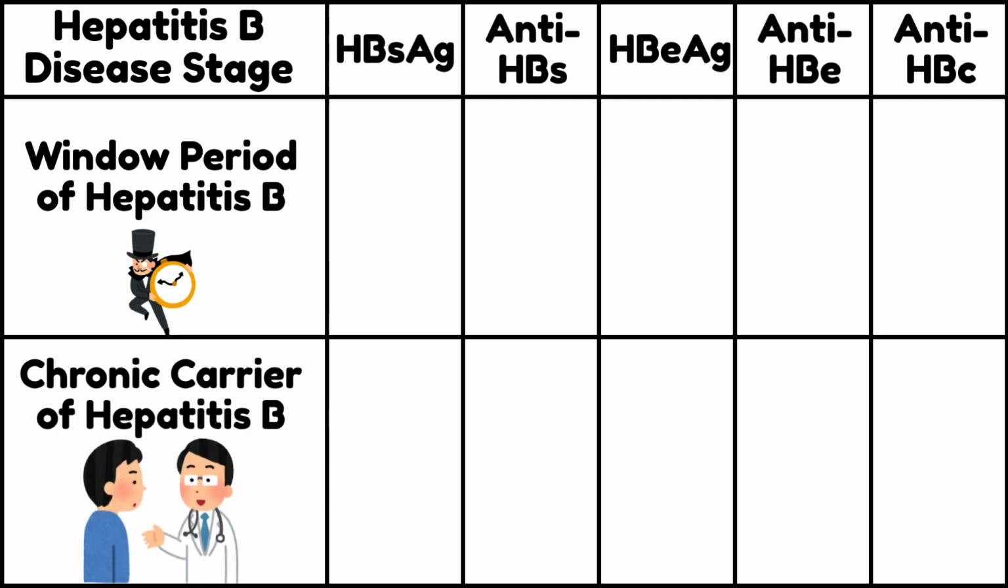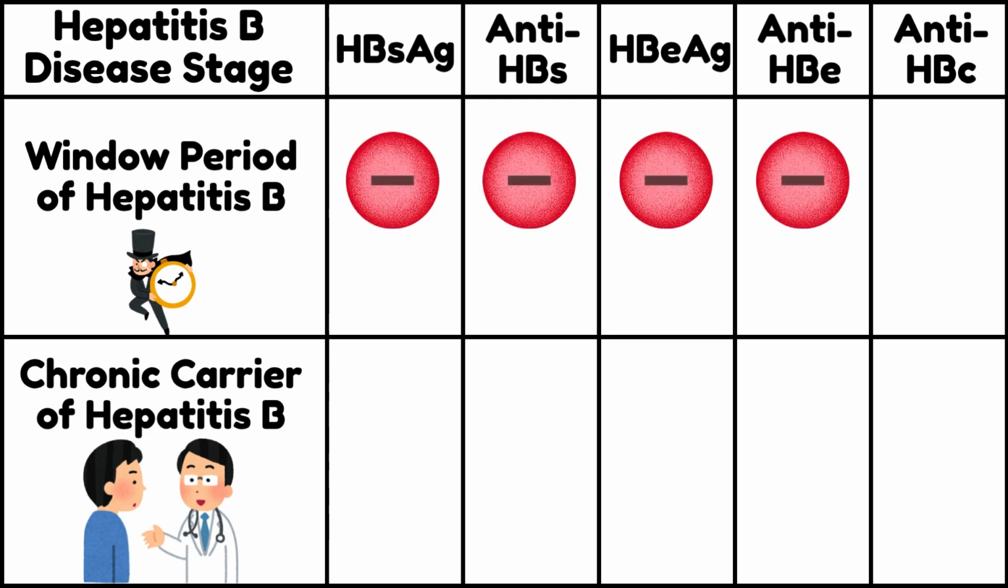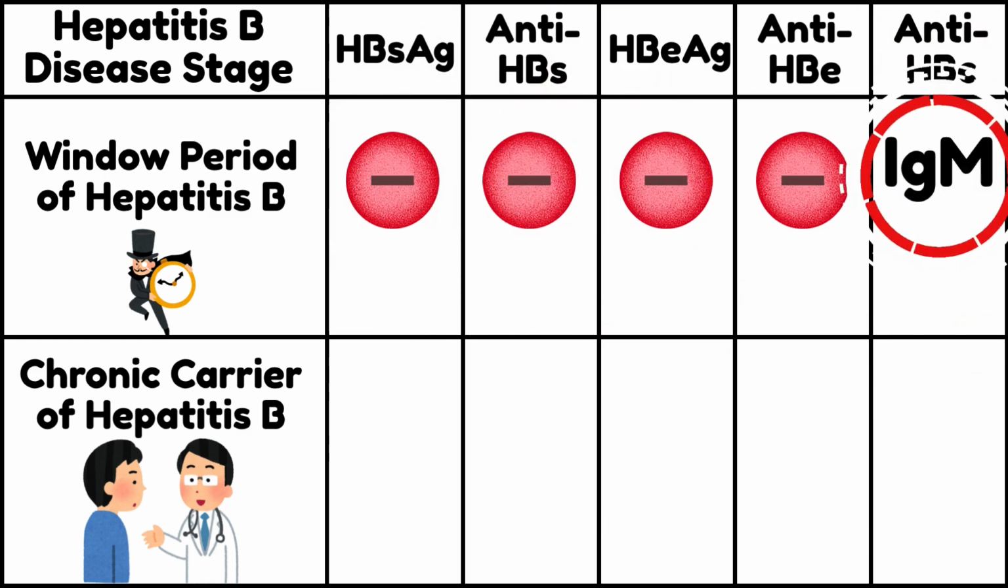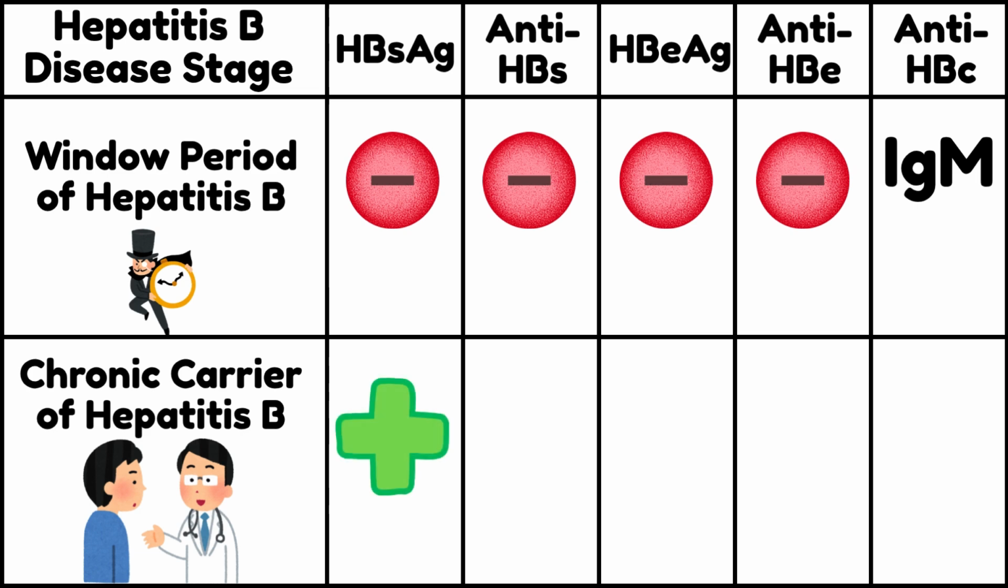The window period refers to a short phase during acute infection, when all markers of hepatitis B have disappeared, except for one. Here, the only reliable marker is hepatitis B core antibody of IgM type. On the other hand, a chronic carrier will typically have persistent hepatitis B surface antigen for more than 6 months.